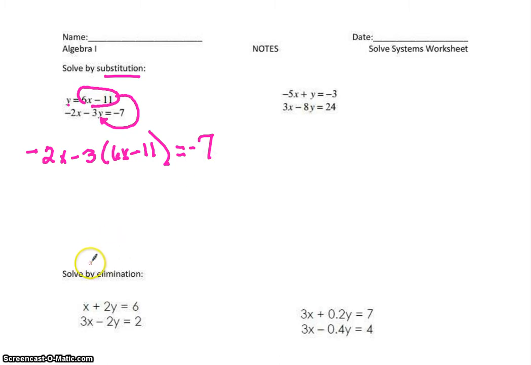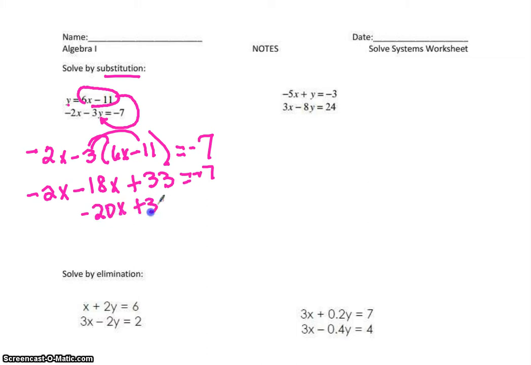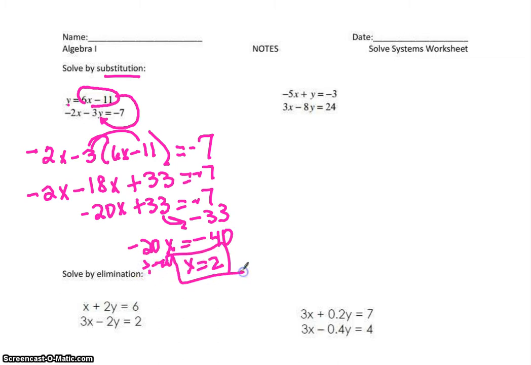It's important that you put it in parentheses and that you distribute what is in front of the parentheses. So this negative 3 is going to get distributed, and it becomes negative 2x minus 18x plus 33 equals negative 7. So your negative 2x and your negative 18x become negative 20x plus 33 equals negative 7. We're going to bring this 33 over and subtract it. So negative 20x is equal to negative 40. We're going to divide by negative 20, and so x is equal to a positive 2.